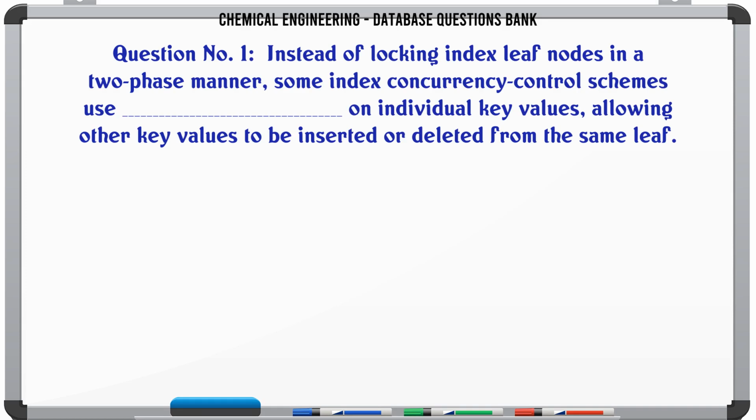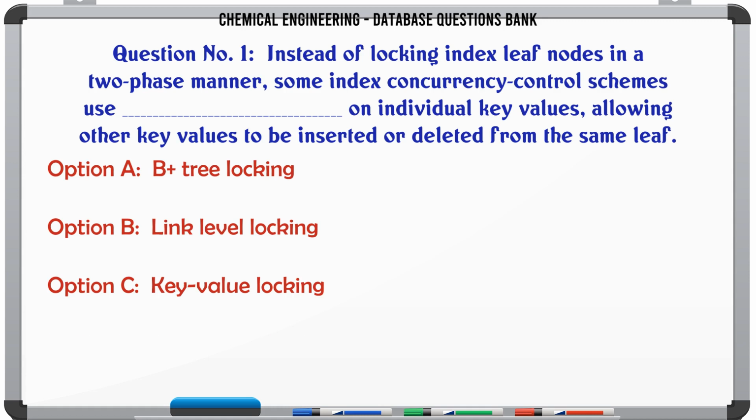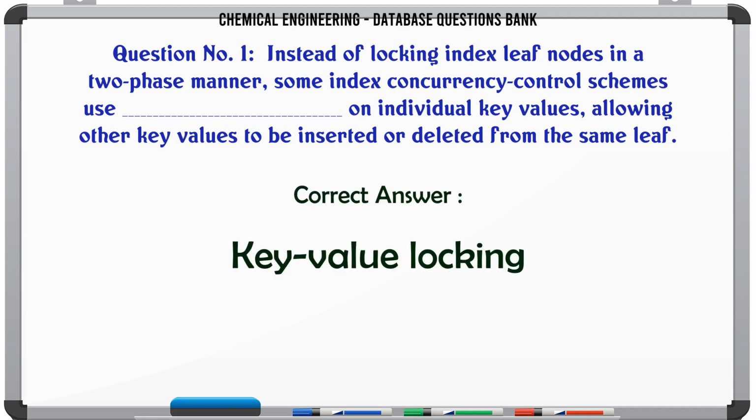Instead of locking index leaf nodes in a two-phase manner, some index concurrency control schemes use locking on individual key values, allowing other key values to be inserted or deleted from the same leaf. A, B-tree locking. B, B-link level locking. C, key value locking. D, next value locking. The correct answer is key value locking.